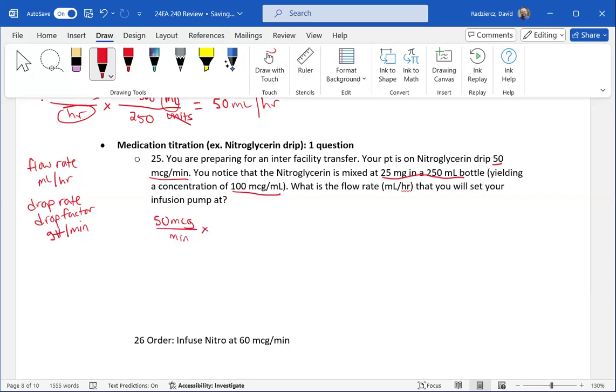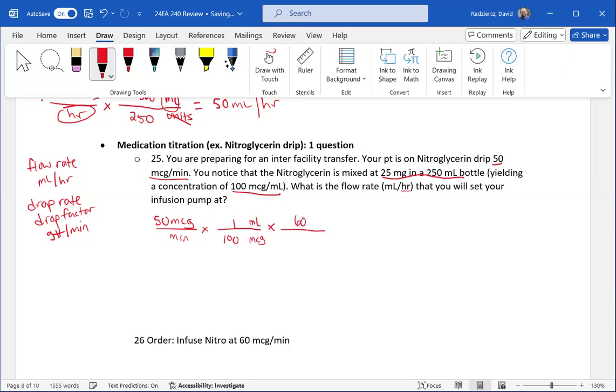And then you can do this now, or you can do it later. You can convert minutes to hours now, or you can do it later. I'm going to wait and do it later. I'm going to convert micrograms to milliliters. So 100 micrograms per milliliter. And then I'm going to convert minutes to hours.